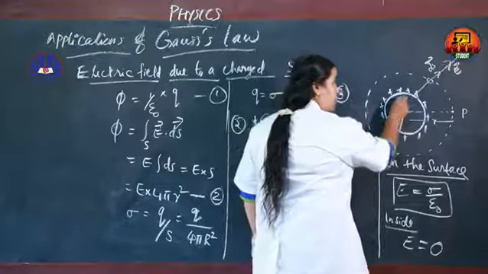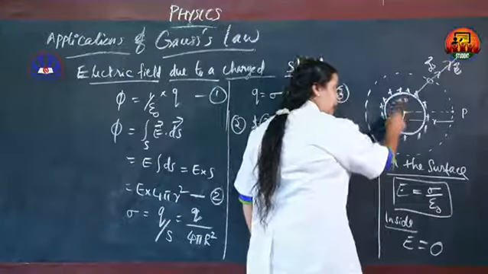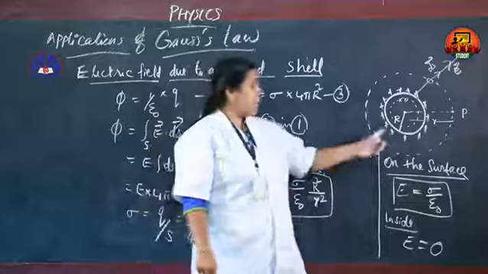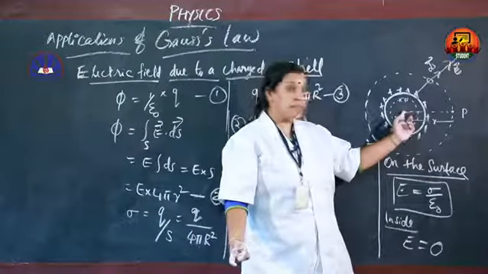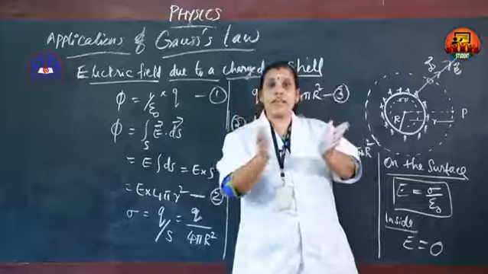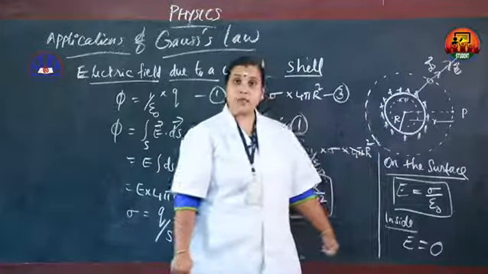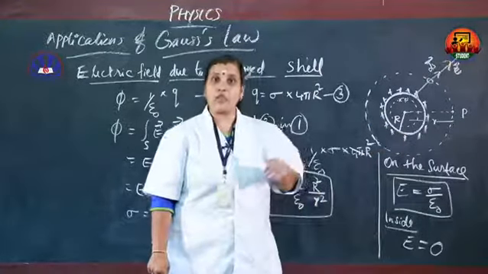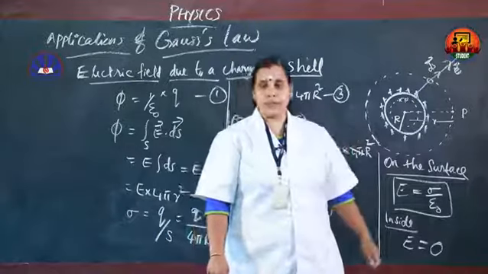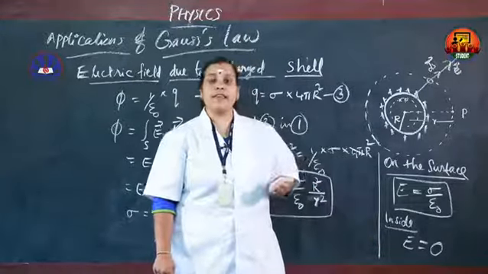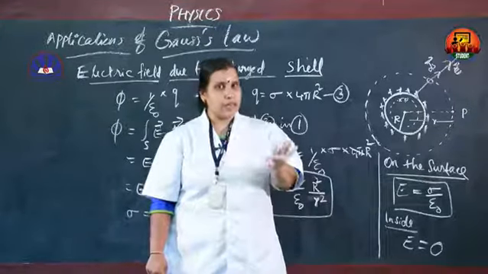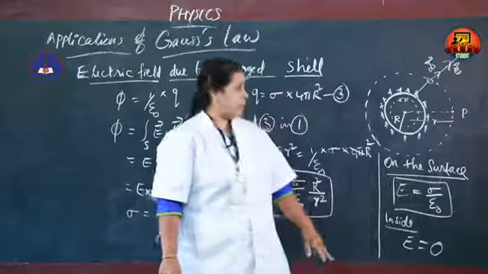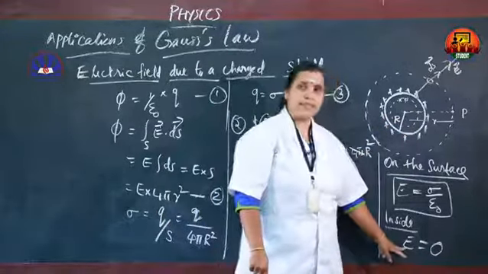Right? Now you have to find the field inside the shell. Inside the shell means you have to take the point P inside and imagine a closed Gaussian surface inside the shell. Now tell me, is there any charge enclosed by the Gaussian surface here? No, because the charges are residing over the surface of the shell. So there is no charge enclosed by the Gaussian surface if you are taking a point P inside the shell. So if the charge Q is 0, then we can say phi is 0, right? Phi is 0 means surface integral E dot ds is equal to 0. Area will never be 0. So the only possibility is electric field should be 0. Clear? That means within the shell, electric field is 0.